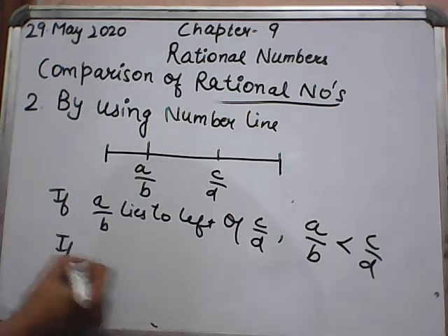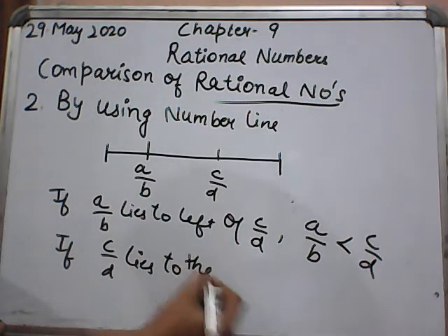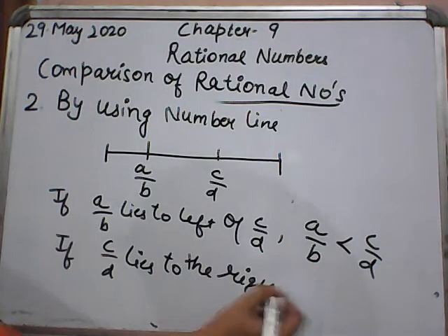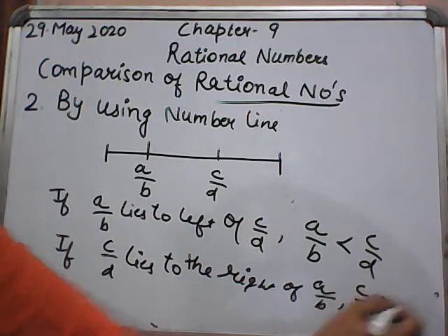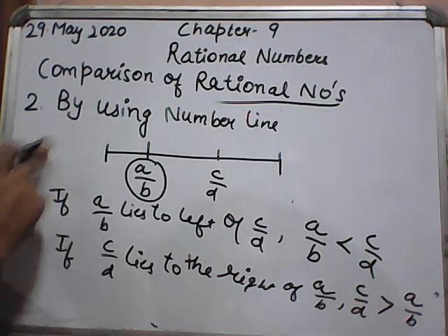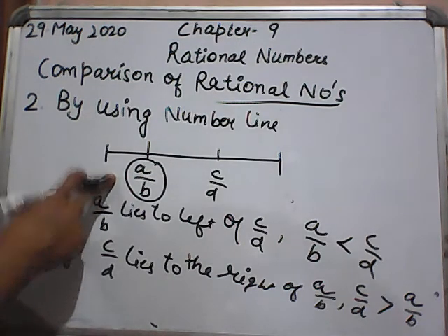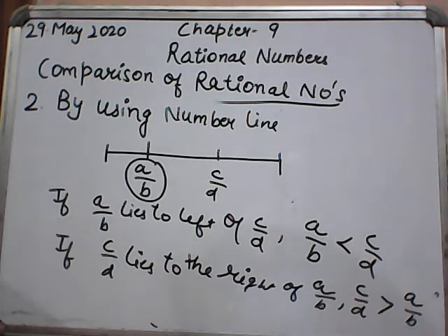If c by d lies to the right of a by b, then c by d is greater than a by b. If a rational number lies to the left side, it means it is less than the other rational number. If a rational number lies to the right side of another rational number, then you can say it is greater than the other rational number. In this way, you can compare two rational numbers by using cross multiplying and by using number line.